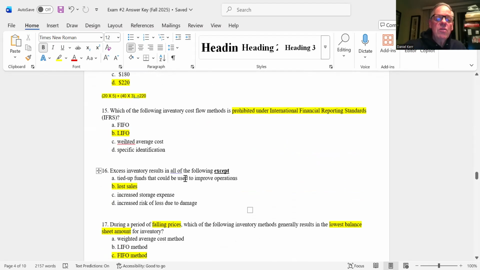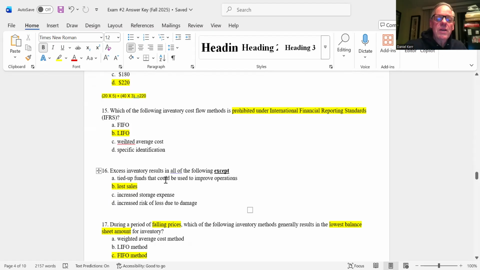16, the excess inventory results in all of the following except. Notice the word except is underlined here. So excess inventory would result in A, tied up funds that could be used to improve operations. It would also result in increased storage expense. It would also result in increased loss of damage. The larger the inventory is, the larger the possibility of having a loss on it. So by process of elimination, the answer is B, lost sales.